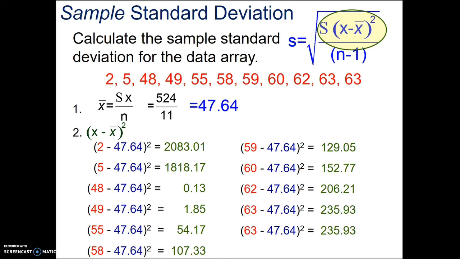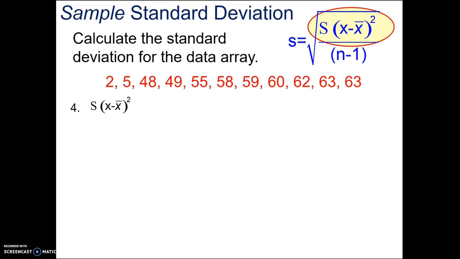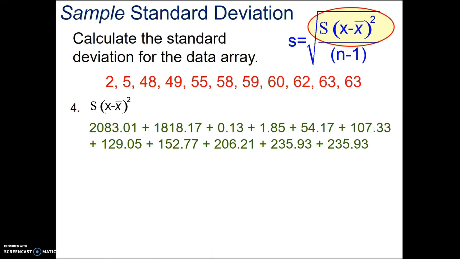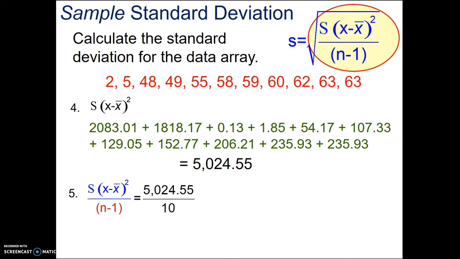Now, all of those numbers that we just gathered, we need to add those together. That is our summation. So we've already figured out the individual little chunks. Now we are adding all of that together as step number 4. And we come up with a little over 5,000 for that value. So we have the top part of that fraction. The bottom part is I'm going to take the number of values in my data set minus 1. So I have 11 values minus 1, which is 10. So I'm going to take my summation divided by 10, which gives me 502.46.